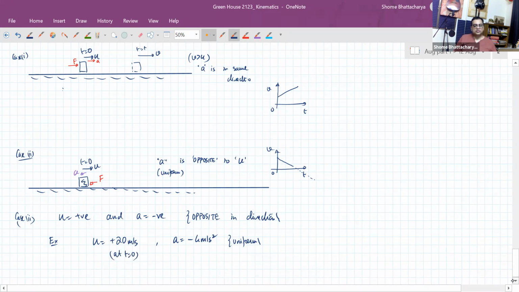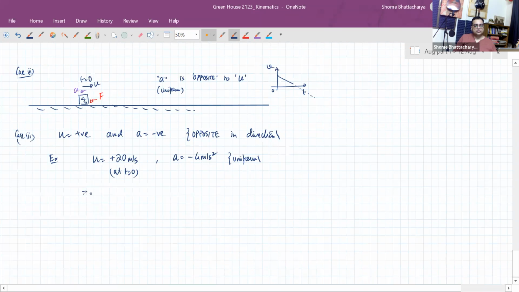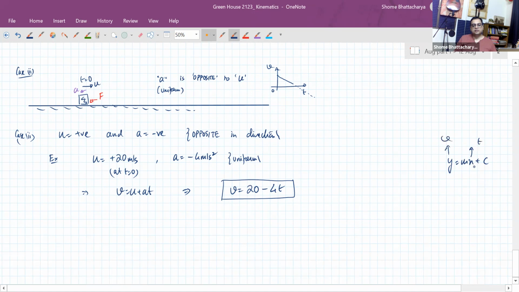So from this information, we can say that V equal to U plus AT will give us the relation that V is equal to 20 minus 4t. So now if you see this, this is that kind of graph. This is time, this is V, but m is minus 4 over here. So it's having a negative slope, and the y-intercept is equal to 20. So it will be a linear graph with a negative slope.